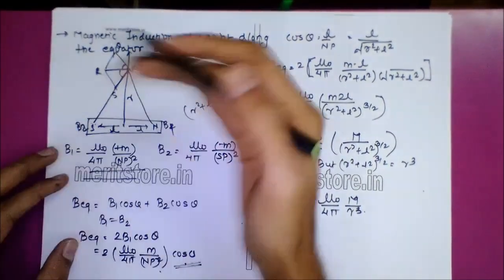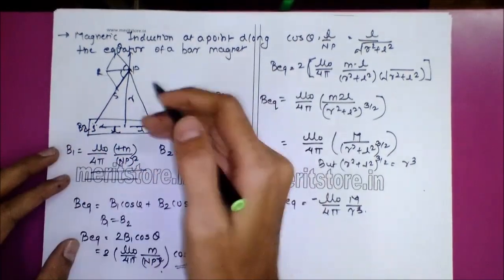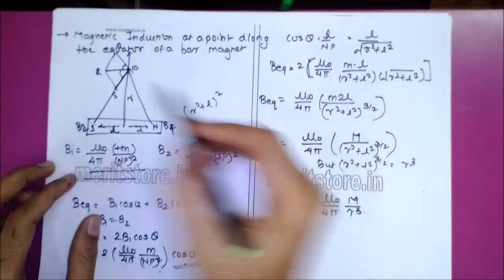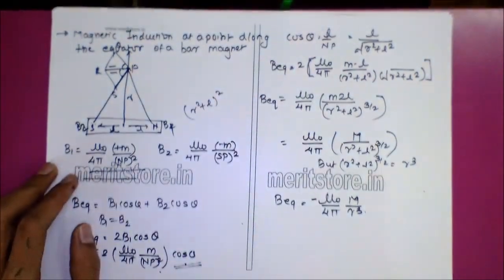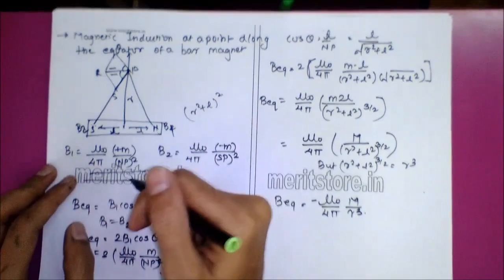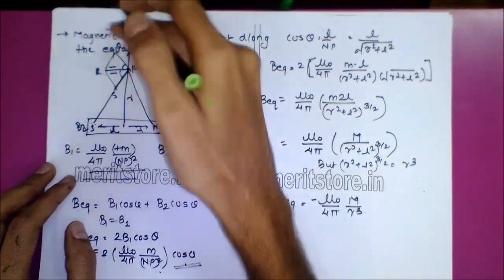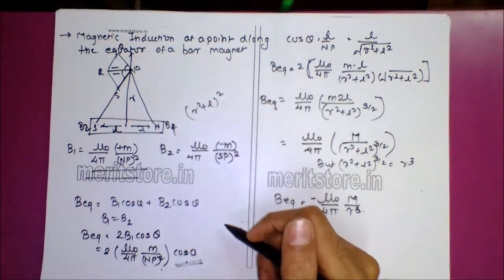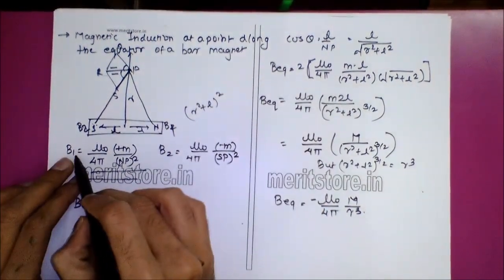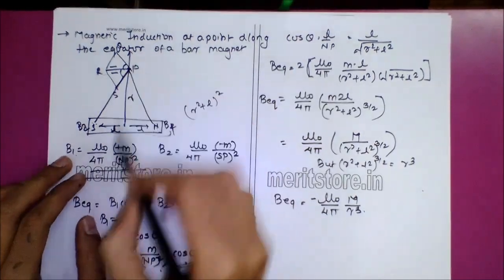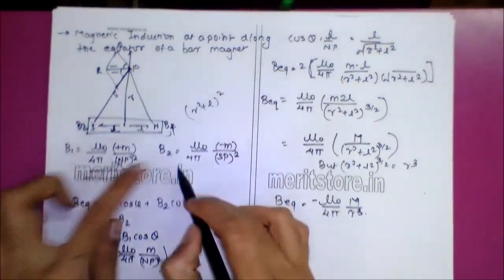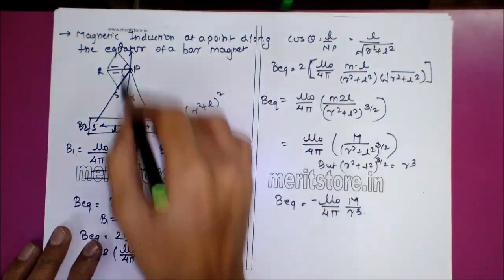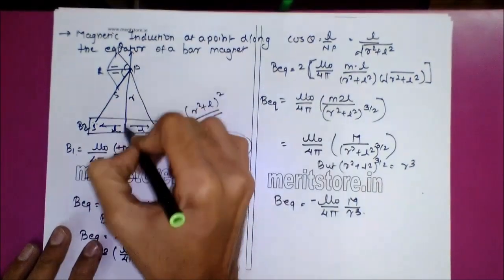So it is B1 and B2, each with sin theta and cos theta components. Okay, the cos thetas will be added up to find the entire magnetic field, whereas the sin thetas will be used to balance the magnetic field. So B1, the magnetic field from the north pole, will be mu naught upon 4 pi m upon NP square. B2 will be mu naught upon 4 pi m upon SP square, where NP and SP, by Pythagoras, you get r square plus l square in the triangle.